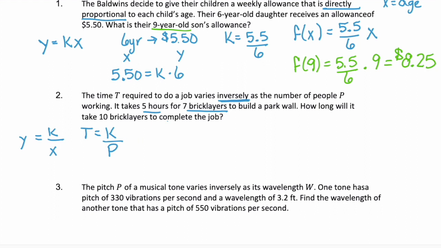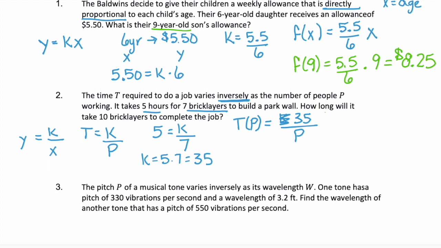So t is time, which is 5 hours. And that's equal to k over 7. So we know k equals 5 times 7, or 35. So we know our function t of p is going to be equal to k, which is 35 over p.